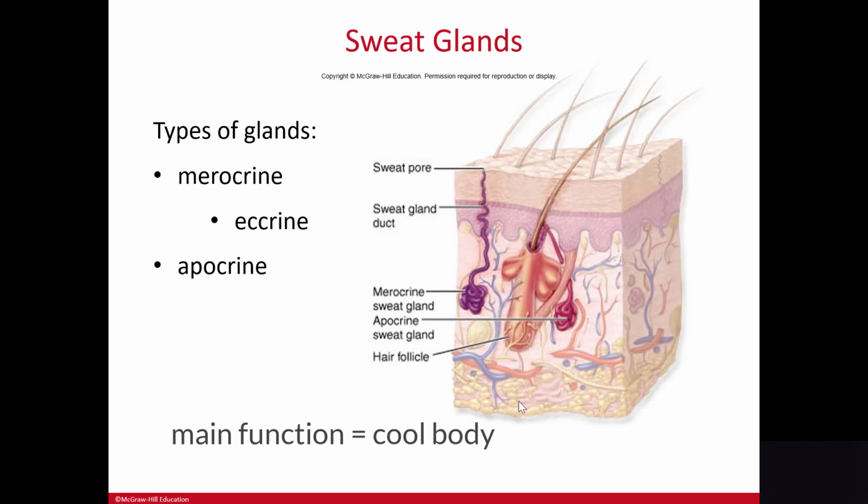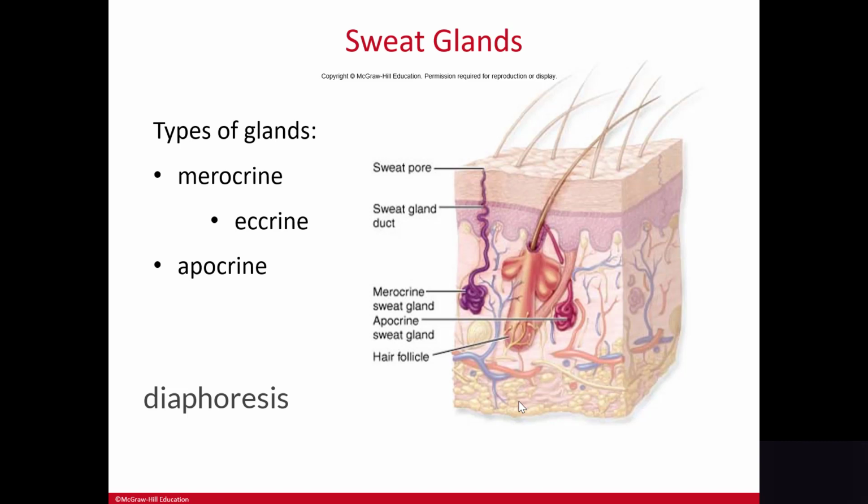Sweat is 99% water, but it also contains electrolytes, mostly sodium, and some waste products of cell metabolism. The medical term for sweating is diaphoresis, and it can indicate a medical emergency, something like a heart attack or a myocardial infarction, if the person is not out running a mile or jogging up and down steps. In the absence of physical activity, if somebody is sweating profusely, it can indicate a medical emergency.